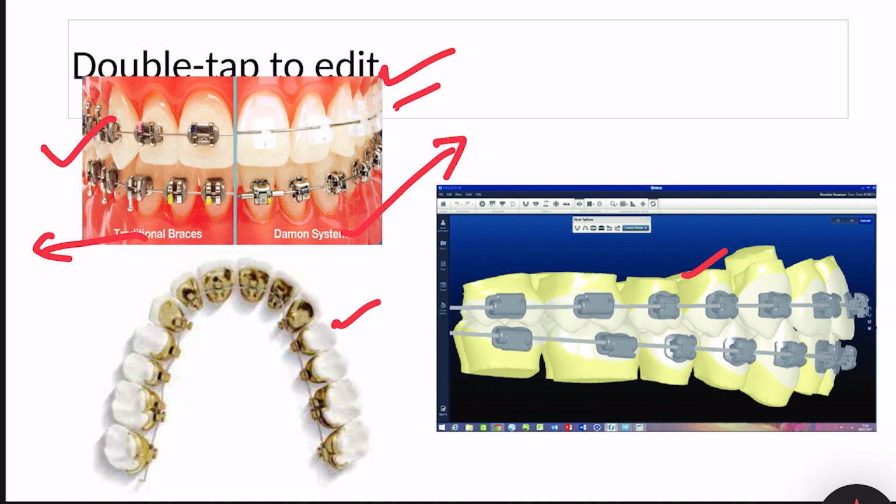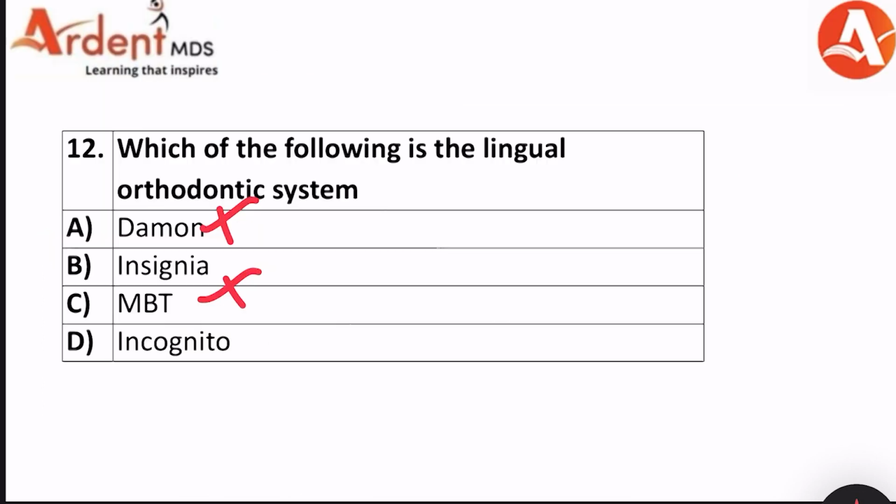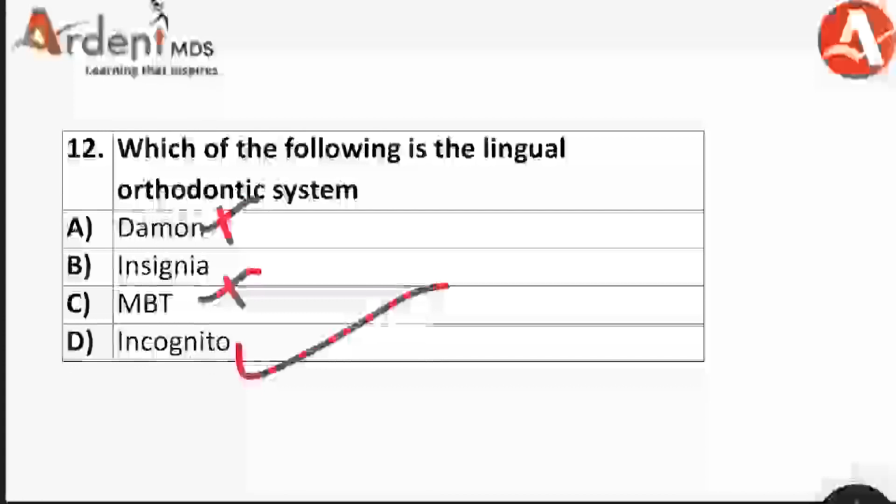So under this customized bracket system, Insignia is a labial system, whereas Incognito, marketed by 3M company, is the lingual orthodontic system. So the answer for this question is Incognito.